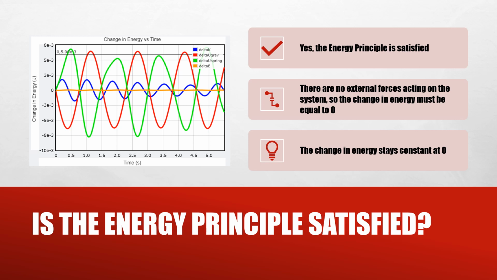And then the question, is the energy principle satisfied? In this case, yes, the energy principle is satisfied. And then here, the orange line, which represents the change in energy, is constant at zero. And then there are no external forces acting on the system, so the change in energy must be equal to zero, which means that energy was not created or destroyed in this experiment. So yes, the energy principle is satisfied.